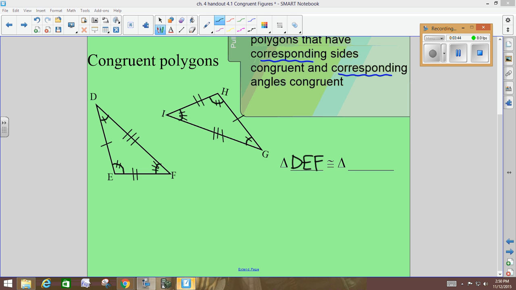Since D comes first, the angle that's congruent to D needs to come first over here. Which angle is congruent to D? G. How about angle E? H, and then I. So in your congruency statement, your congruent angles should line up. No matter if you have 3 because it's a triangle or if you have 8 because it's an octagon, the congruent angles should be in the same position. Okay, congruency statement.